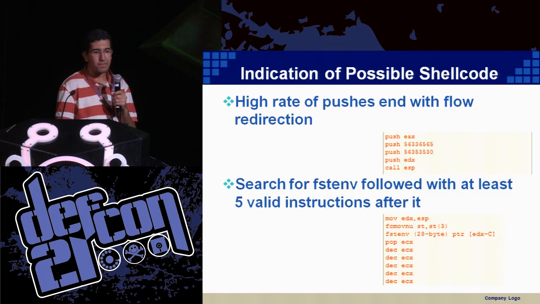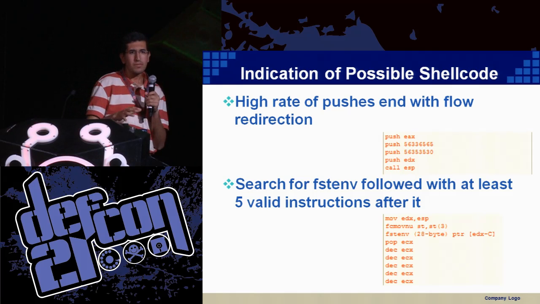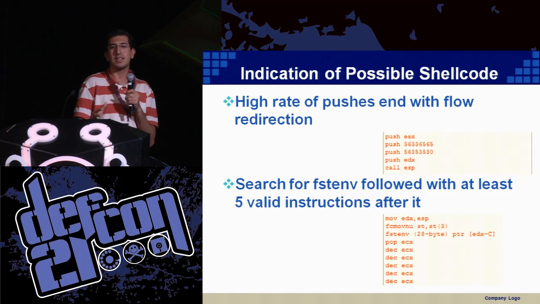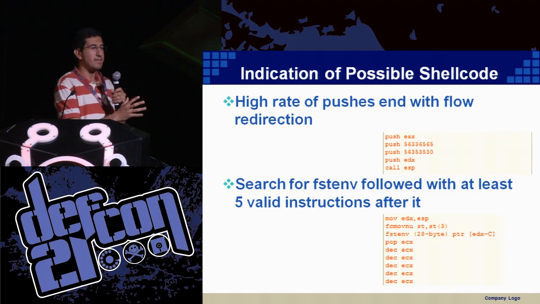And also we have an instruction named fstenv, an assembly instruction that is used very much with shell codes because it detects where the shell code is. So with all of these three ways, we can see that it seems a shell code here. That's this assembly, or this person name is suspicious.